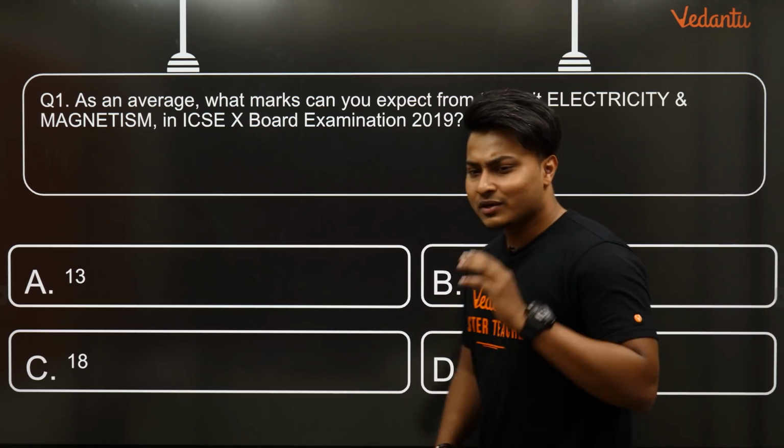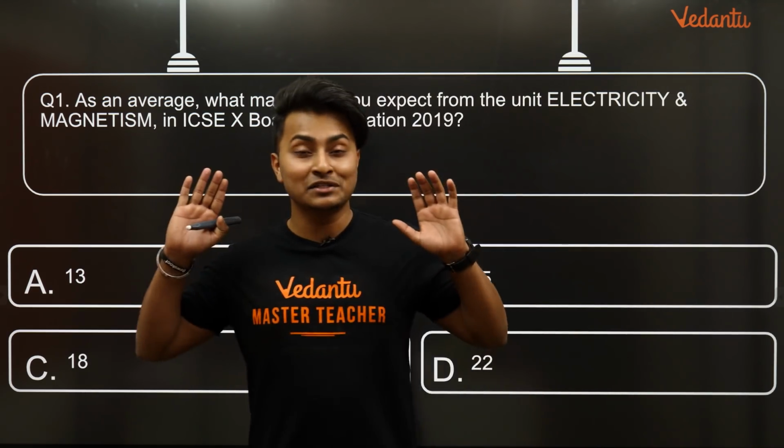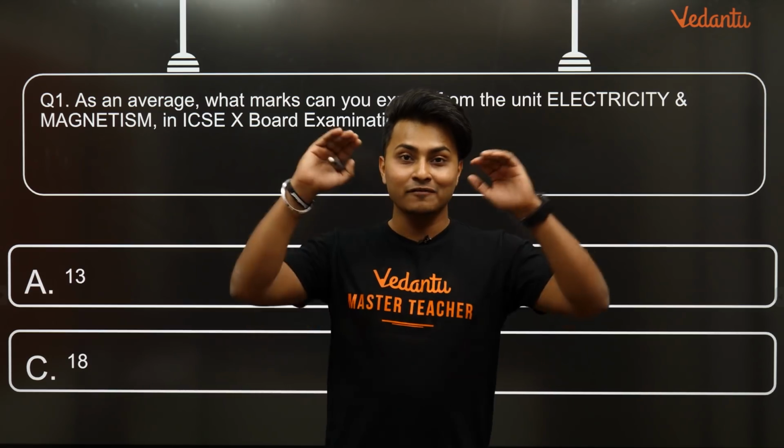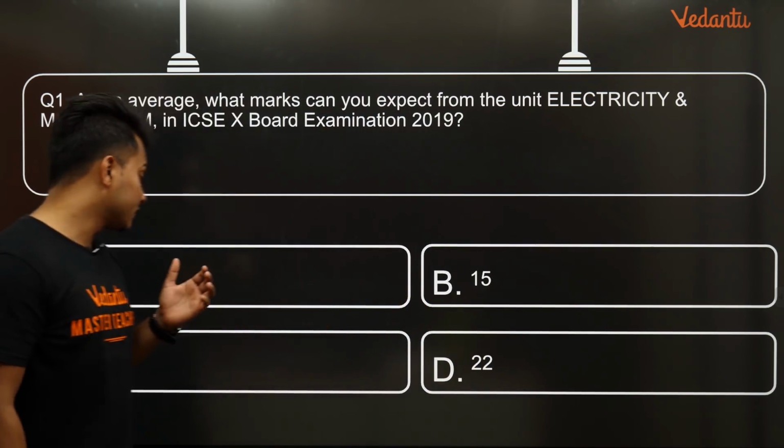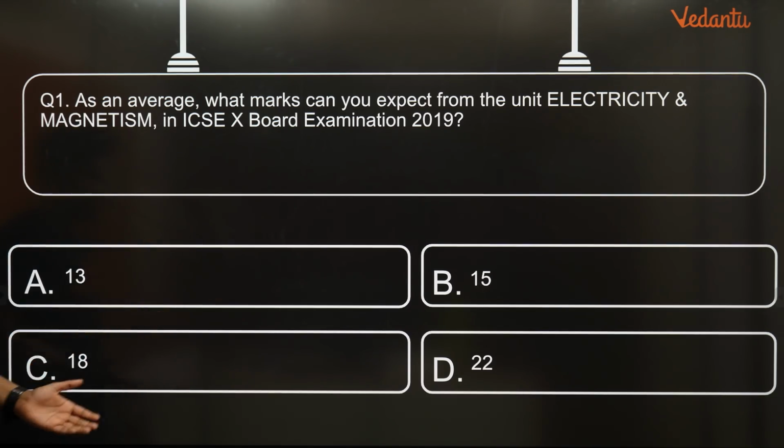Your time is running, guys. Your time is clicking. Come on. You guys are ICSE. You are well above a lot of students there. Please let me know what you think. Is it 13, 15, 18 or 22? What do you think is the correct answer? Your time ends in 5.